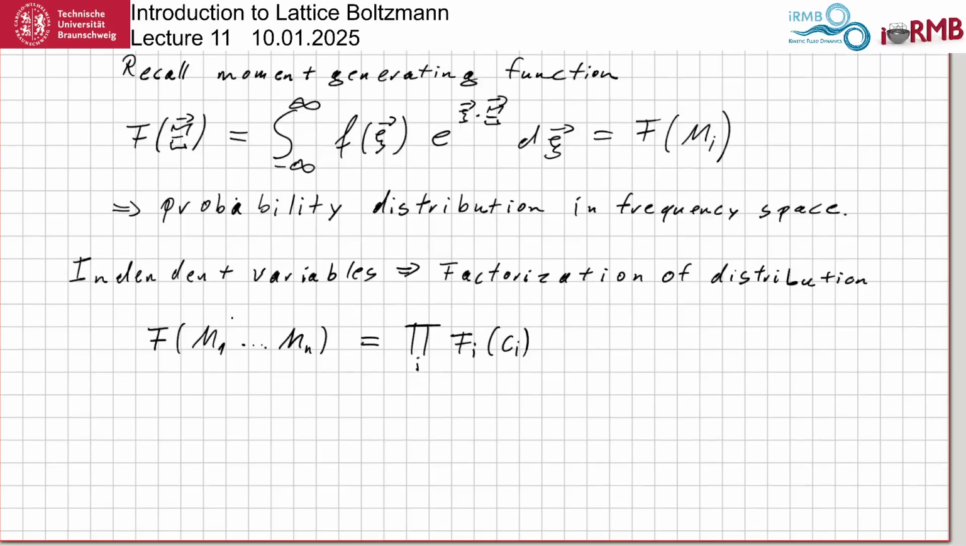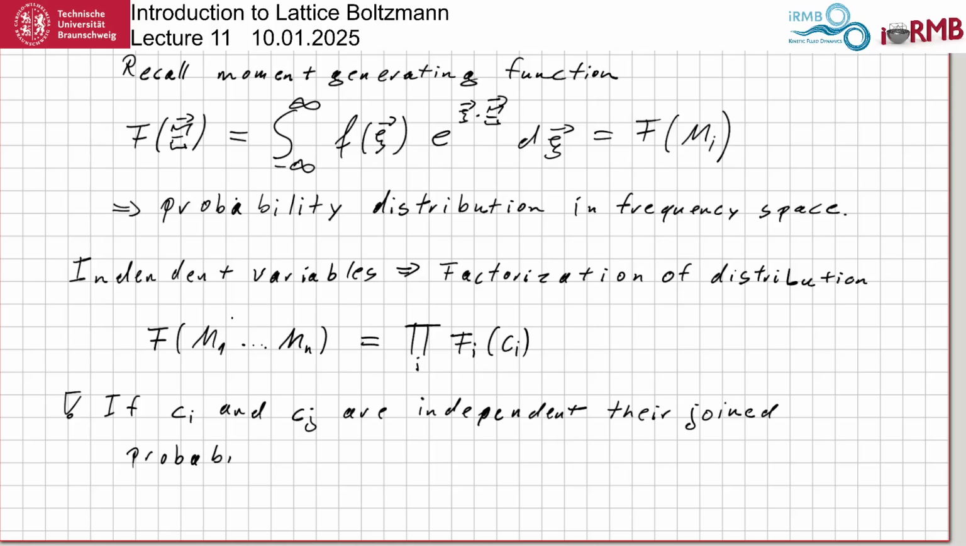So I just wanted to write this down. If, say, Ci and Cj are independent, their joint probability distribution factors into their individual probability distributions.